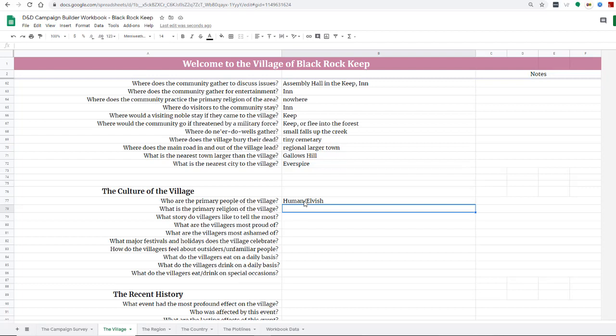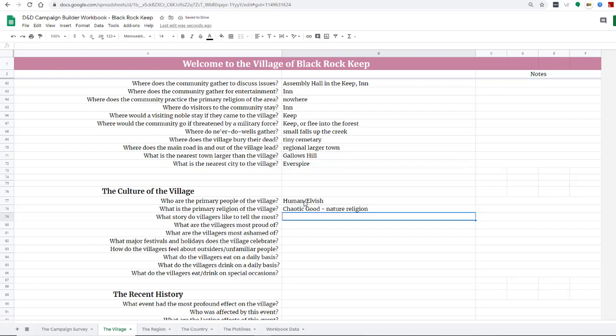And what's the primary religion of the village? I don't have a pantheon figured out for this campaign yet, but we know how D&D breaks things down into alignments. This is going to be a chaotic good nature religion.